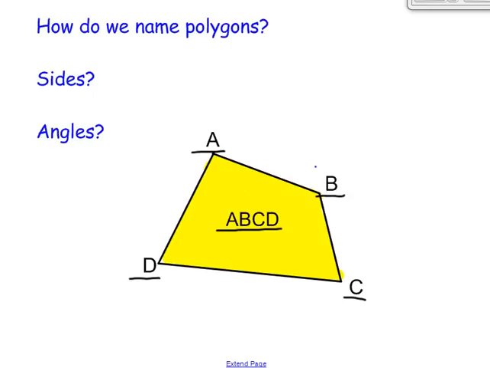But we could just as easily have called it quadrilateral BCDA. Or I could have called it BADC, starting at B and going counterclockwise, as long as the four vertices are done in the proper sequence as you go around it, whether it's clockwise or counterclockwise.